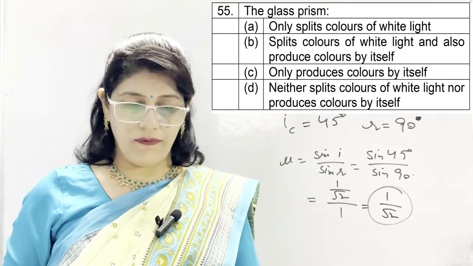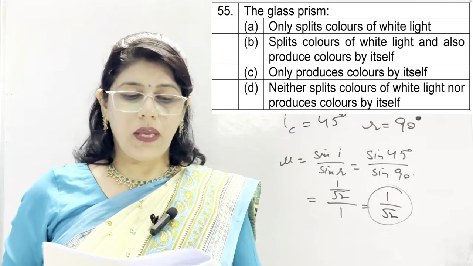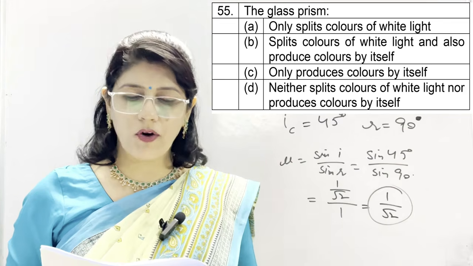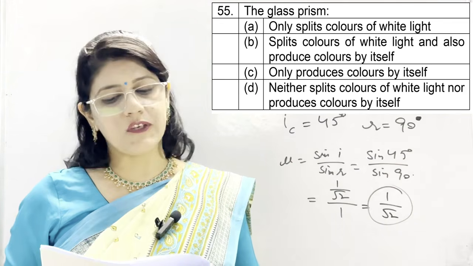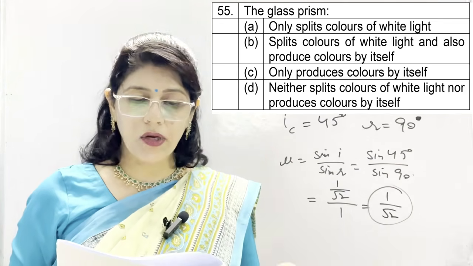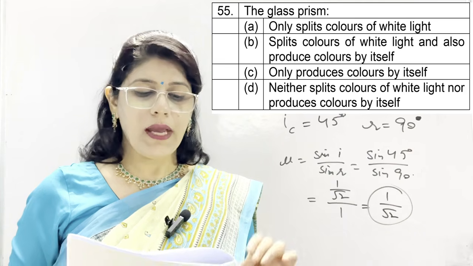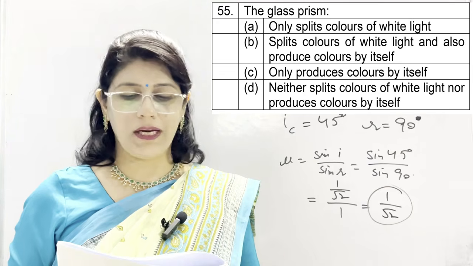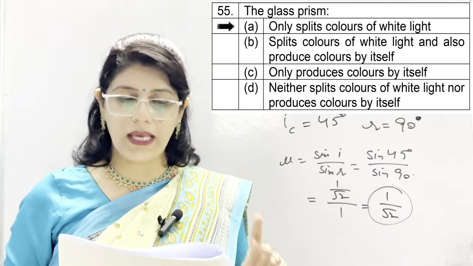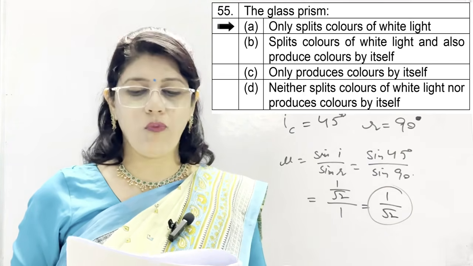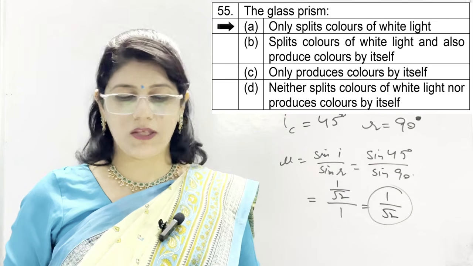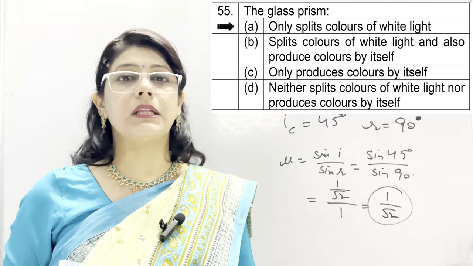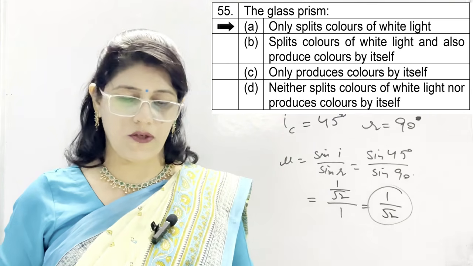Question number 55. The glass prism: A option, only splits colors of white light. B, split color of white light and also produce colors by itself. C, only produces colors by itself, and D, neither splits colors of white light nor produces colors by itself. So correct option is A, only splits color of white light, because prism does not produce color but it only splits the various colors present in the light incident on it.